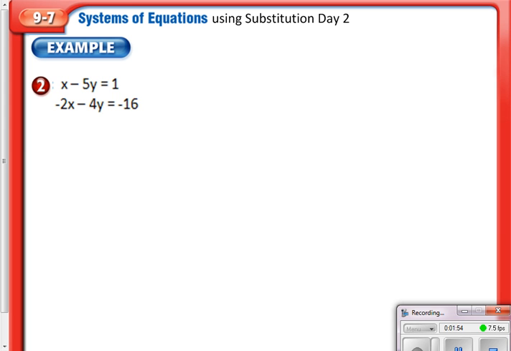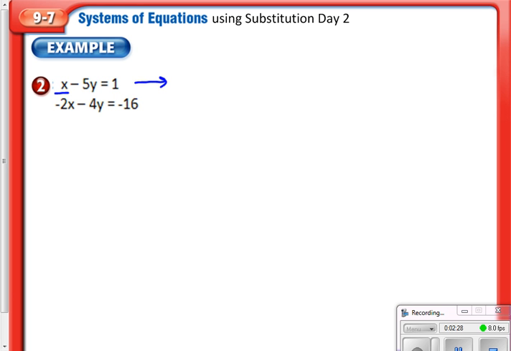As we check out the second problem, note that neither equation is solved for, so you need to solve for a variable. Rule of thumb: the easiest way to save you some steps in the end is to solve for a variable that has a coefficient of 1, so the number out in front. If we look at that first equation, x has a coefficient of 1, so we want to go ahead and get x alone. All the other variables have coefficients of negative 5, negative 2, and negative 4. So we're going to solve for x in equation number 1.